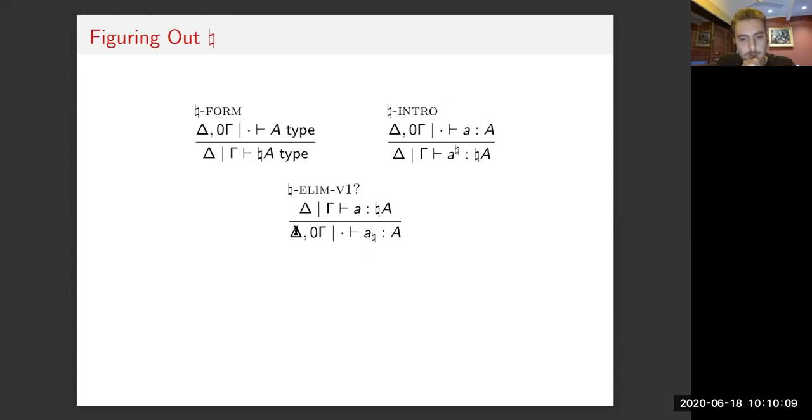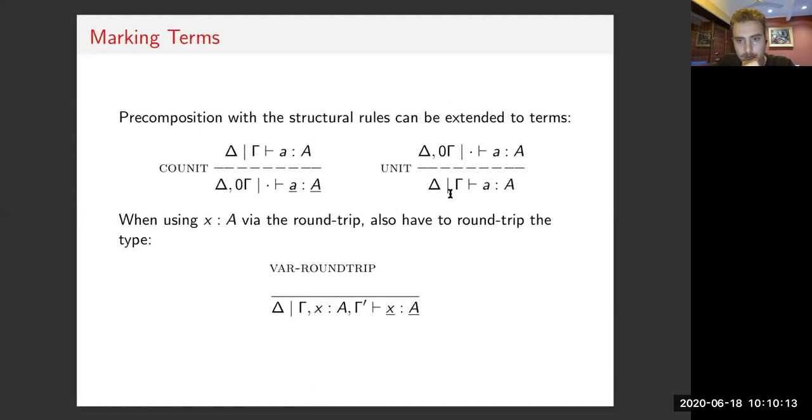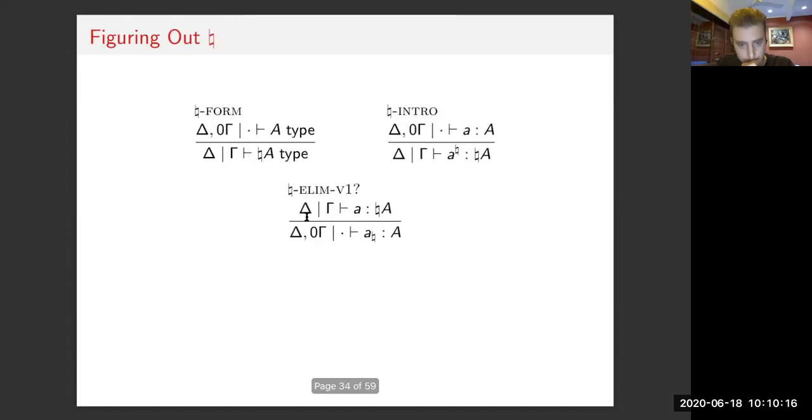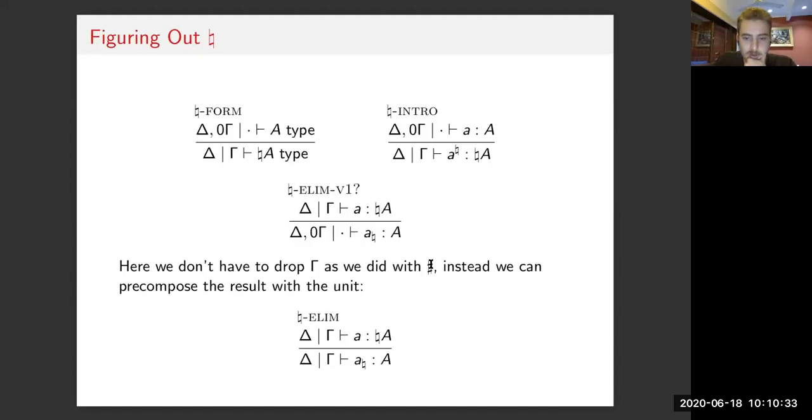So what we're going to do is build in an instance of this unit rule into our elim rule. Rather than applying this rule on its own and ending up with this context which is not fully general, we're going to apply this kind of proto rule and then build in the unit. So in contrast to what we had to do with sharp, where we had to drop this gamma because there wasn't really a good way to use it, here we can keep gamma. And we end up with this very strange looking rule where the context doesn't change at all between the premise and the conclusion. But this does actually do the right thing, maybe surprisingly.